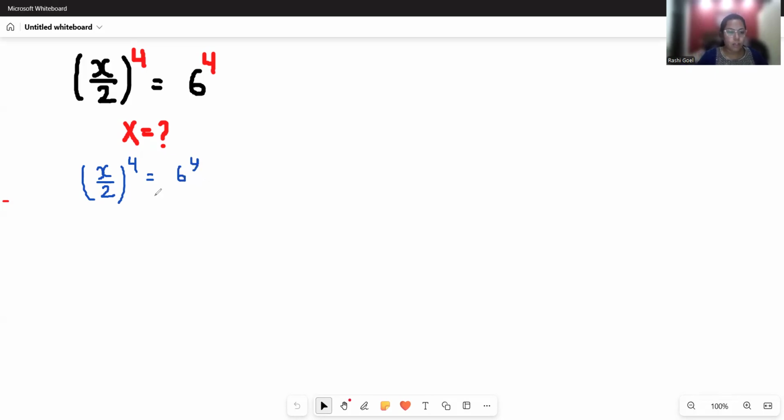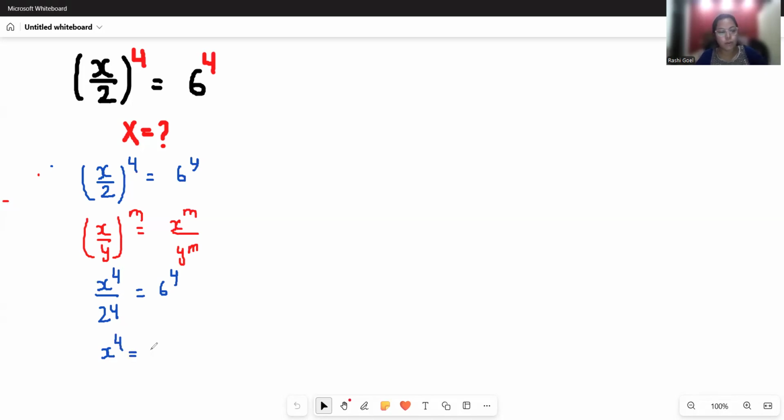So we can write this as per the exponent rule, (x/y)^m, we can write it as x^m / y^m. So this becomes x^4 / 2^4 equals 6^4. So x^4, sorry, here it is x^4, equals 6^4 times 2^4.